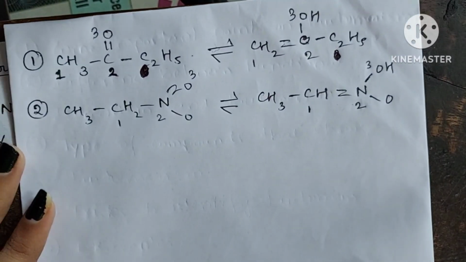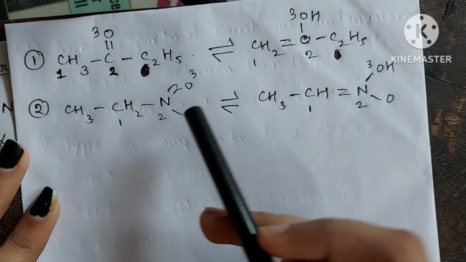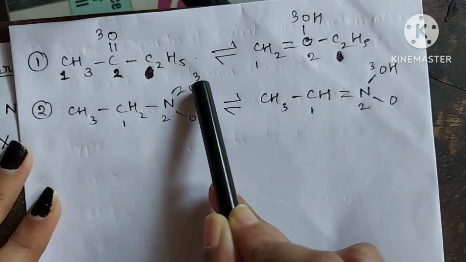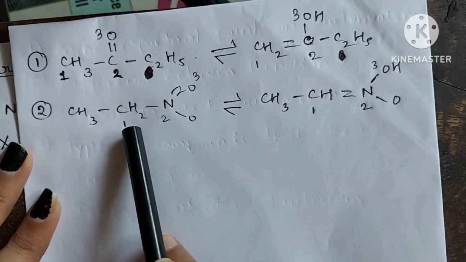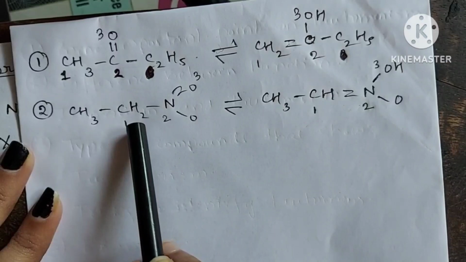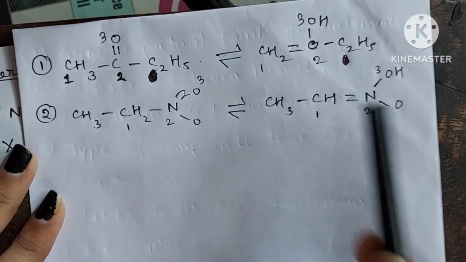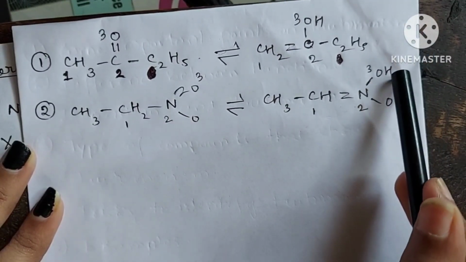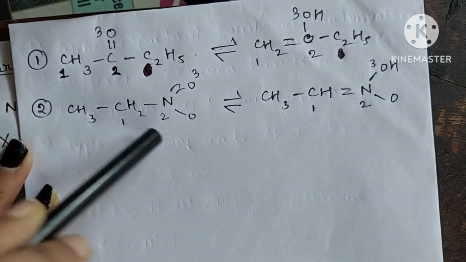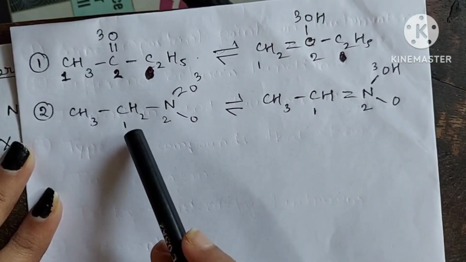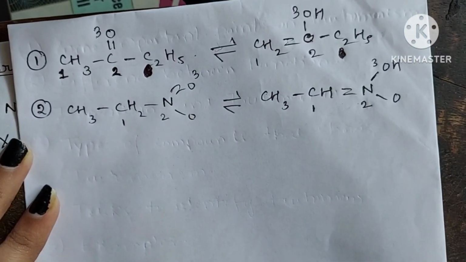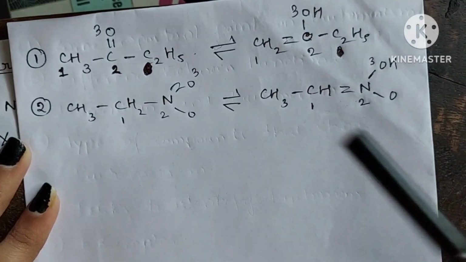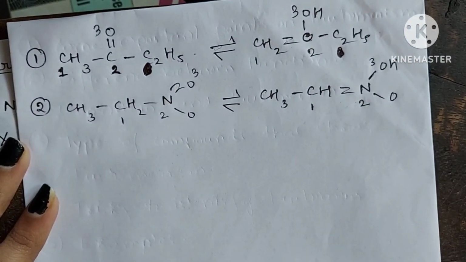In the second example it is also the same. Here 1, 2, 3, and hydrogen is shifting from 1 to 3. See here, in 1 earlier there were 2 hydrogens, and in the next structure there is only 1 hydrogen, because one of the hydrogens has gone there. If we start from this side, the hydrogen is shifting from 1 to 3, and if we start from the other side, it is shifting from 3 to 1. So this was the example of the triad system.